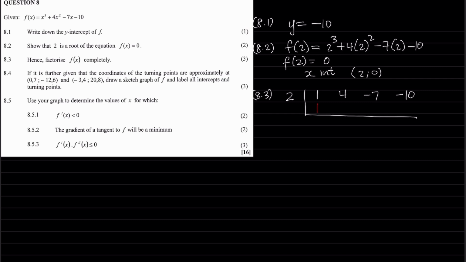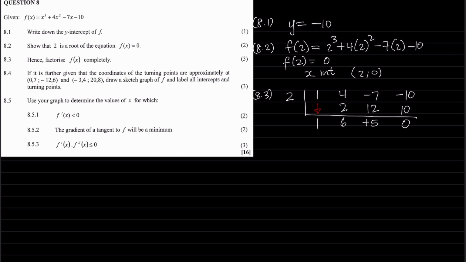Then we bring down the 1, and we multiply. 2 times 1 is 2. Now we add. 4 plus 2 is 6. Then multiply again. 2 times 6 is 12. Now we add. Minus 7 plus 12 is plus 5. Now we multiply. 2 times 5 is 10. And 10 minus 10 is 0.